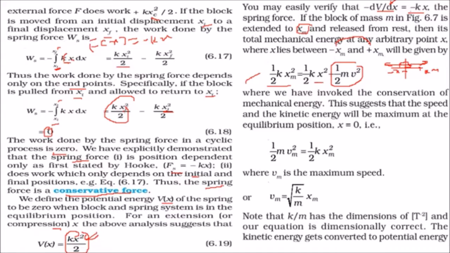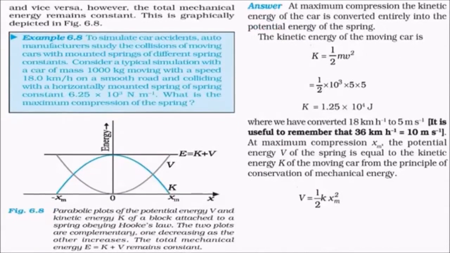So we have invoked here the conservation of mechanical energy. Total mechanical energy is equal to the potential energy plus the kinetic energy. If x is equal to zero, the speed and the kinetic energy will be maximum. So half m vm square, that is maximum, will be equal to half k xm square. So you get vm equal to under root k by m times xm. Just see that vm is the maximum speed. k by m has a dimension of T to the power minus 2, and our equation becomes dimensionally correct. So the kinetic energy gets converted to potential energy and vice versa, and the total mechanical energy always remains the same.